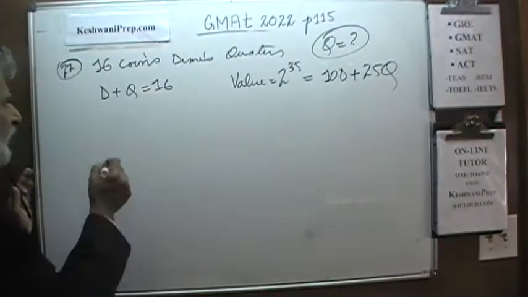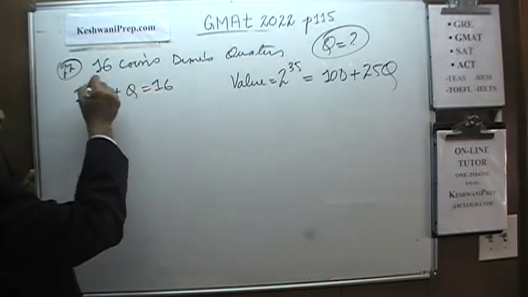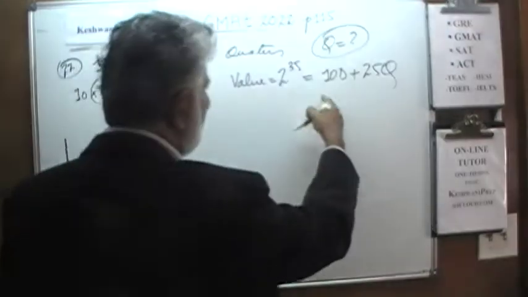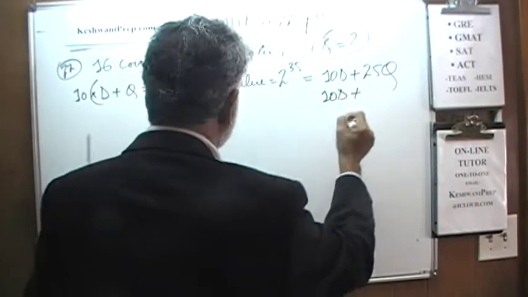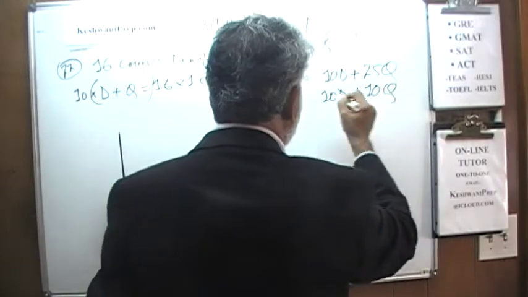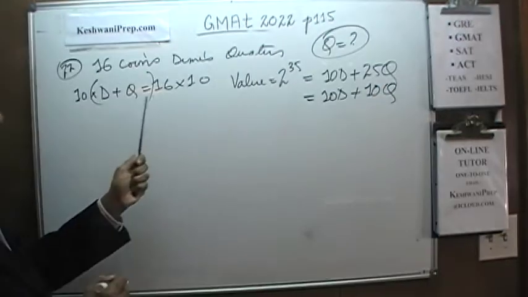Let's multiply this equation by 10. If we multiply this equation by 10, we end up with 10d plus 10q has to equal 160.